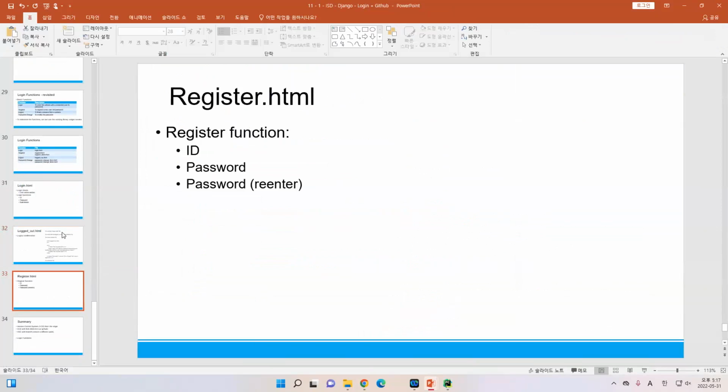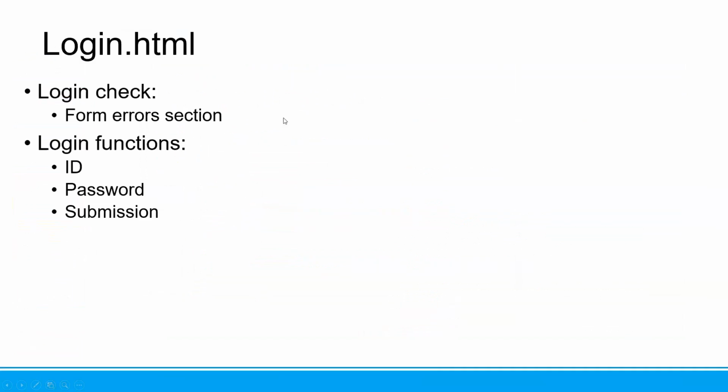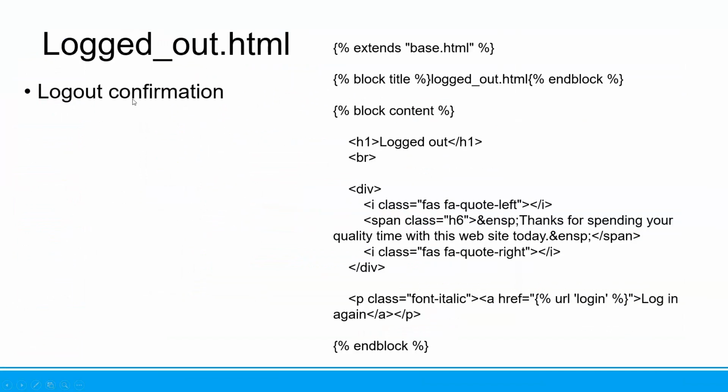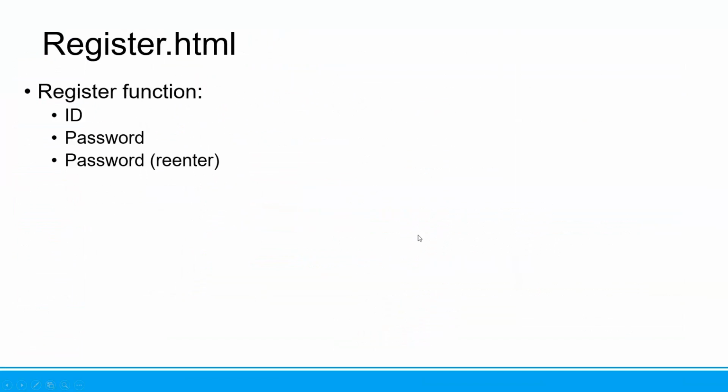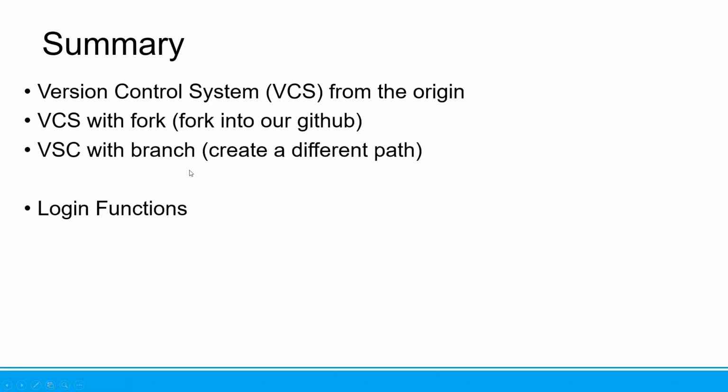Okay. So I think that's all. Okay. In the login, you have the login check. Okay. And then we have the logout confirmation. And then yeah, we have the register function. We can make the ID password and the password will be entered twice. Okay, I think that's all that I can explain in this section.